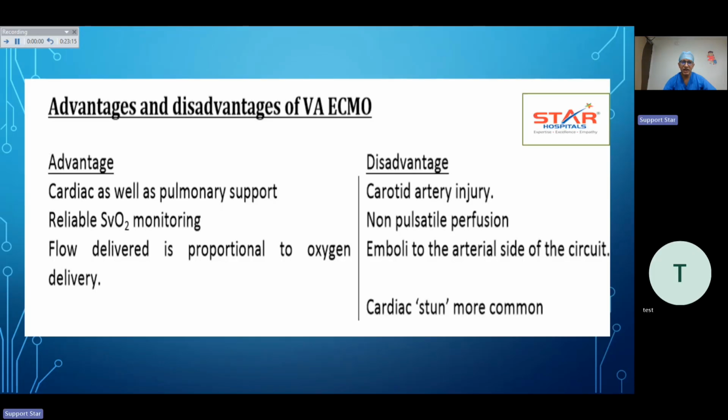So cannulation strategy. What are the advantages and disadvantages of VA ECMO? VA ECMO provides both cardiac and lung support. Mixed venous saturation is the one which reliably monitors the tissue perfusion, and flow delivery is proportional to oxygen delivery. Whereas the disadvantages: it can lead to carotid artery injury when we cannulate the carotids. It causes non-pulsatile perfusion. It can cause emboli to the systemic circulation and CNS stroke. It can also cause cardiac stun due to high afterload from the ECMO to the heart.